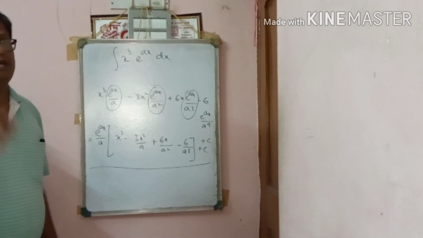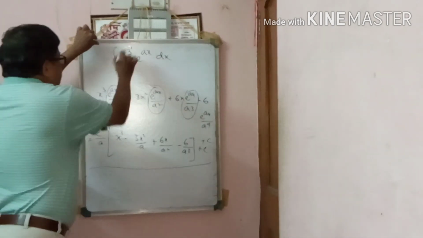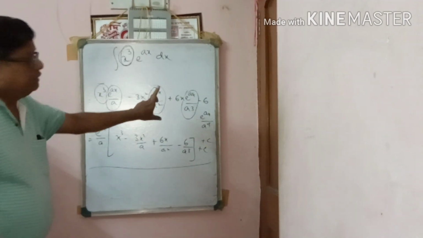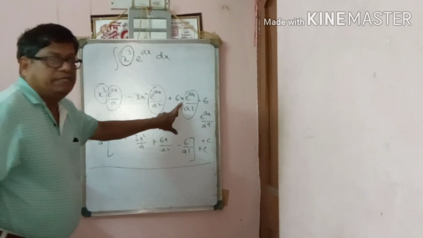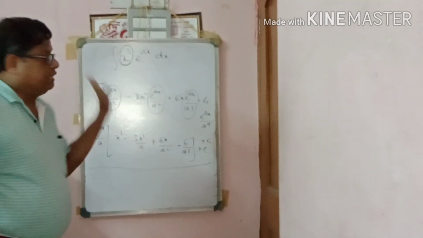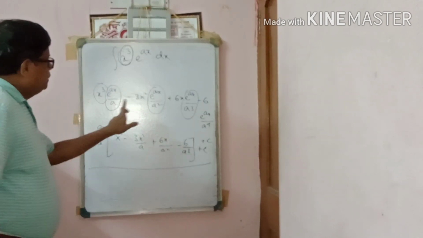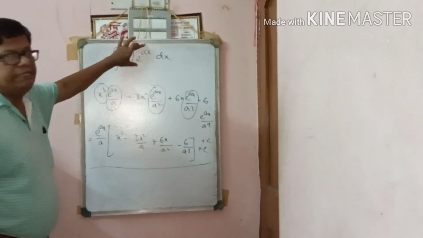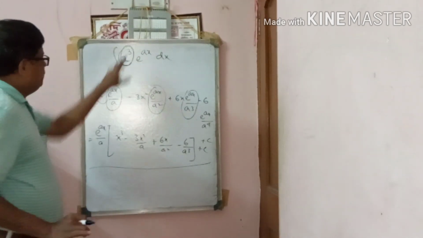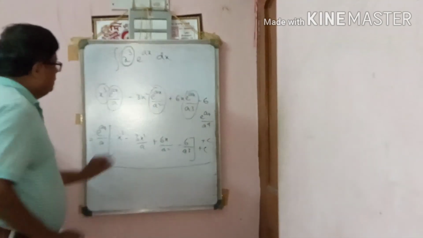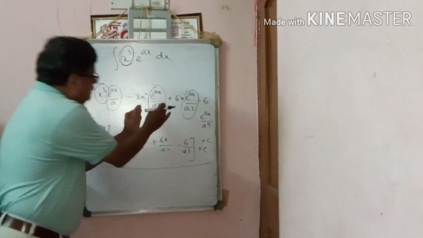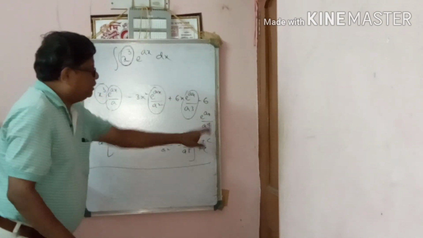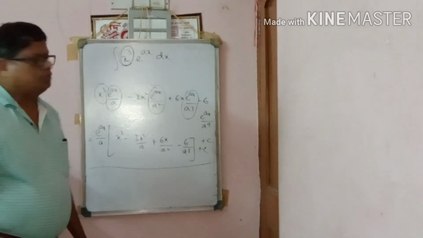But you should remember: first this function you write here, x cube. Its derivative 3x square, 3x square derivative 6x, 6x derivative 6. Now the signs are plus, then minus, plus, minus. Then e to the power ax, its integration e to the power ax by a. Again its integration e to the power ax by a square. Again its integration e to the power ax by a cube. Again its integration e to the power ax by a to the 4. Understood? Okay.